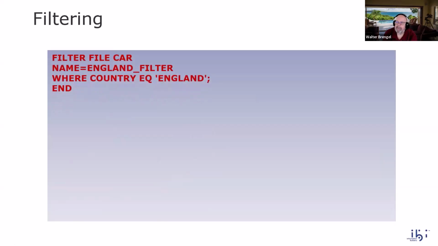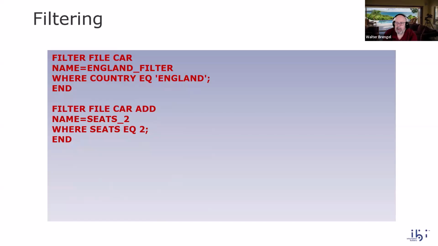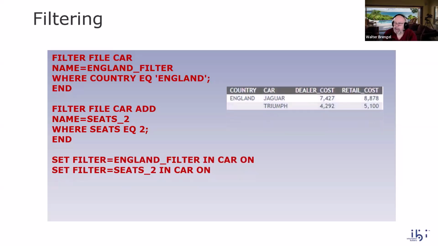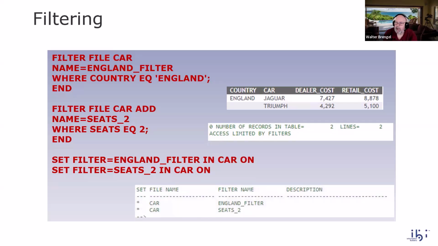Here we have England filter, and now we have one called seats 2. So I can turn both of them on. And now my output only shows the two-seaters. Question mark filter shows me that I have two filters that are currently active.